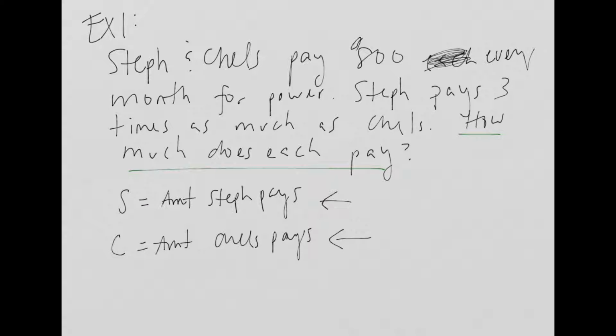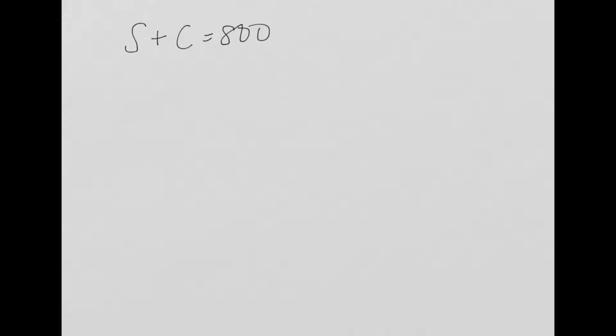Now look at the second sentence. Steph pays 3 times as much as Chelsea. I'm going to try to put that in terms of an equation. Now which one is going to be bigger? Just ask yourself that before you write it down. If Steph pays 3 times as much as Chelsea, which one is bigger? Well, definitely Steph. She's paying 3 times as much. So Steph, the amount that she pays, is going to be equal to 3 times the amount that Chelsea pays. So I have that together they pay $800. That's my first equation. I also know that Steph pays 3 times as much.